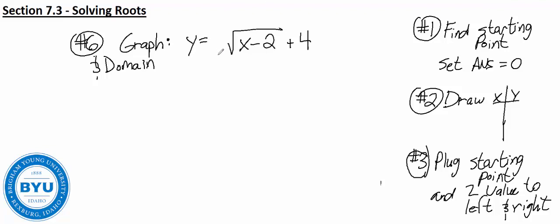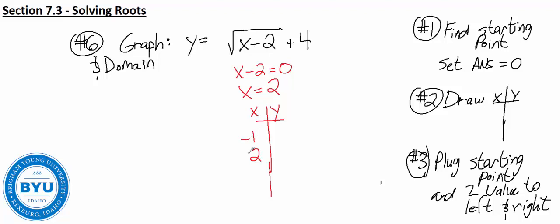Okay, let's graph it. Step number 1, you've got to find the starting point. So we're going to set x minus 2 equal to 0. And when I add the 2 over, I get x equals 2. So that is the value I am going to want to start with. I'm going to pick a value lower than that. Let's pick -1, and a value higher than that, 3. And I'd also like to get something that has an even root. Let's see, if I put 6 here, 6 minus 2 is 4. That'll work. Okay, good. Let's plug these values in.